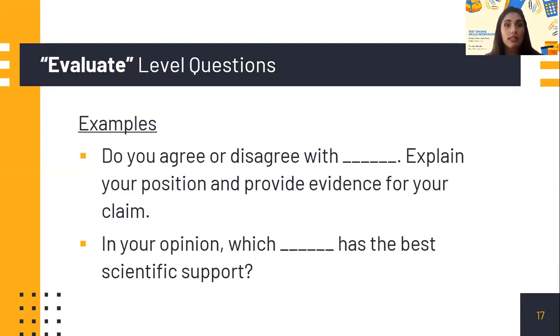Evaluate level questions. Do you agree or disagree with a certain topic or scenario? Explain your position and provide evidence for your claim. Or it could be, in your opinion, which has the best scientific support. You can see this is asking you to interject your own opinion, your own thoughts, and your own feelings, and be able to back this up with evidence.